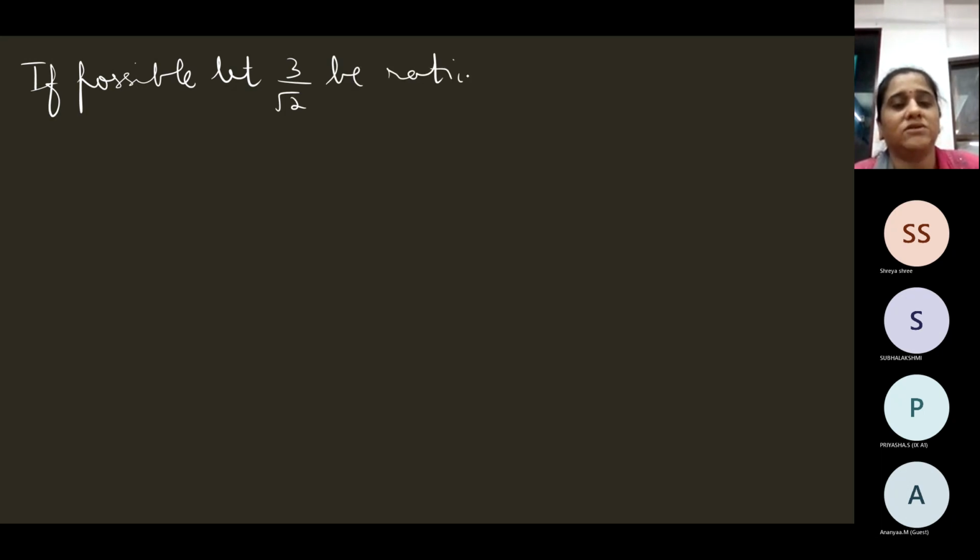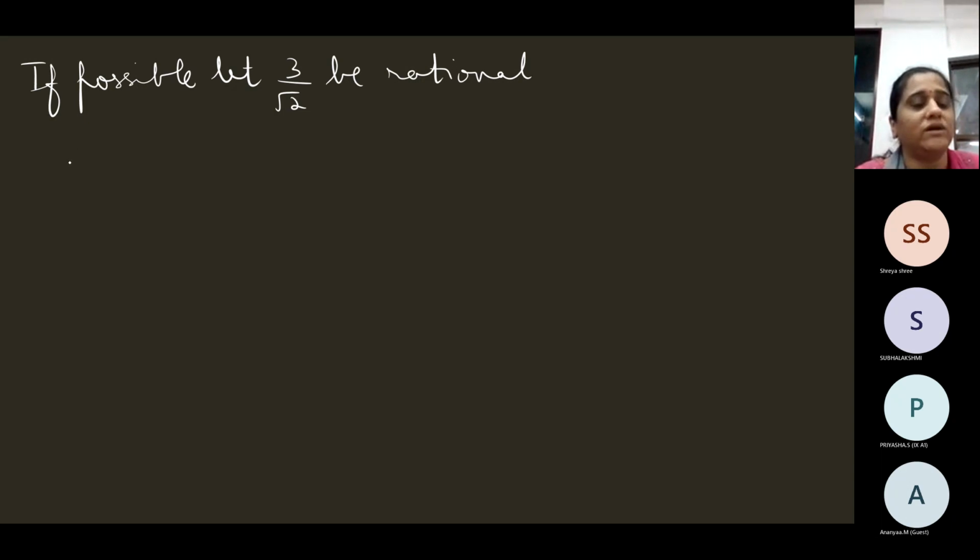Listen to this, all of you. No, this is only an expression, so you cannot square it. Now, we have 2 methods. You see both the methods, and if it is different from what you've learned in school, we'll talk about that. So if possible, let 3 by root 2 be rational.